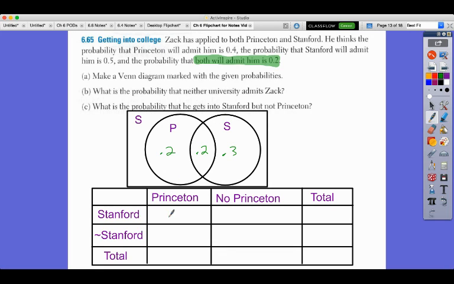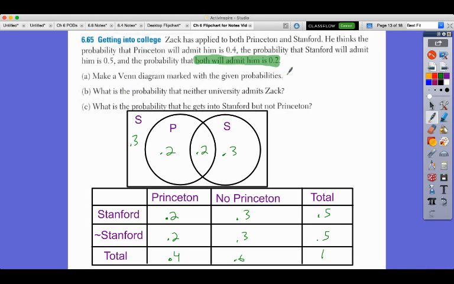Same thing here. Princeton and Stanford, they intersect with 0.2. The rest of Stanford needs to add up to 0.5. The rest of Princeton needs to add up to 0.4, okay? And then we know the whole thing has to add up to 1. And so you can figure that out. This has got to be 0.5 and 0.6, which means this must be 0.3, which is neither Princeton nor Stanford. It's 0.3. Okay, so you can see the 4 numbers here are these same 4 numbers here, and the totals really show up on the outside. The totals show up in this circle and this circle, okay?